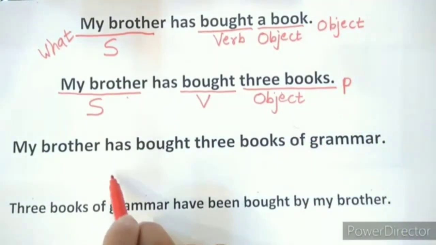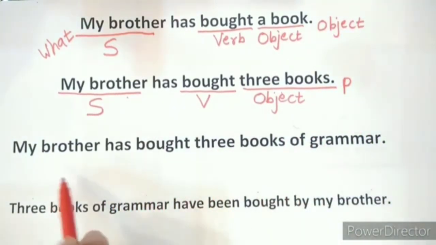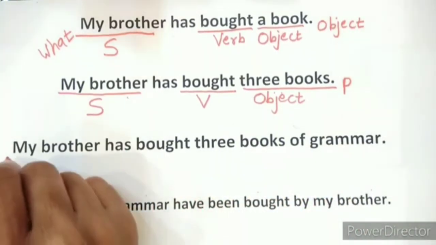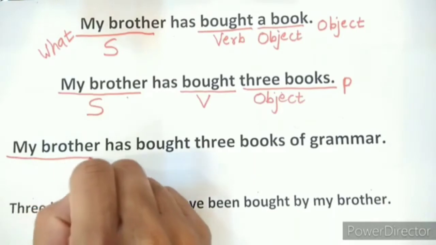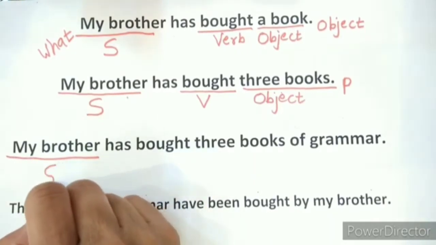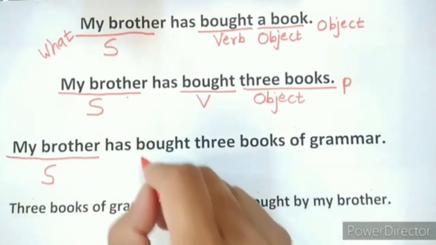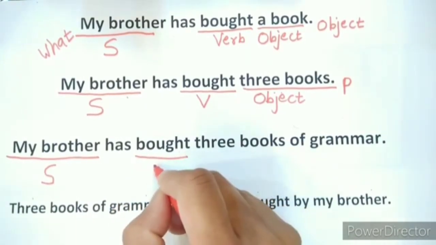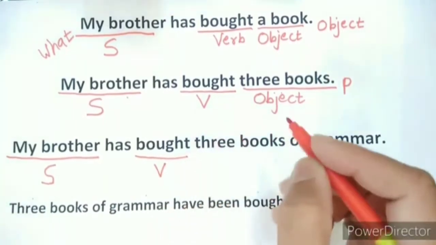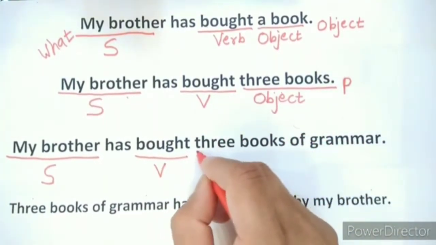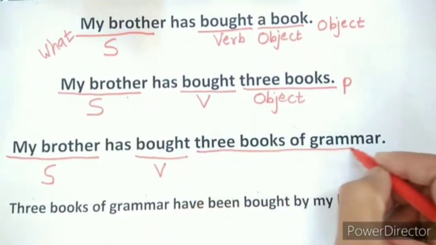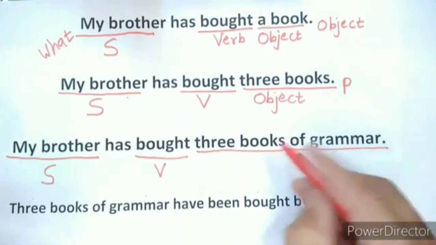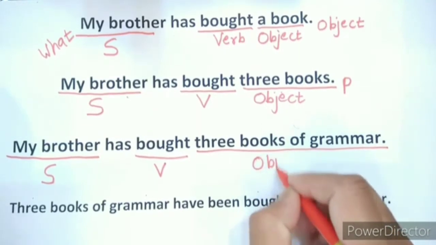Now let us come to the third sentence. I read the sentence, my brother has bought 3 books of grammar. Again, in this sentence, we have the same subject, my brother. We have the same past participle form of the verb. Now, 3 books of grammar. So this whole part is the object of this sentence.